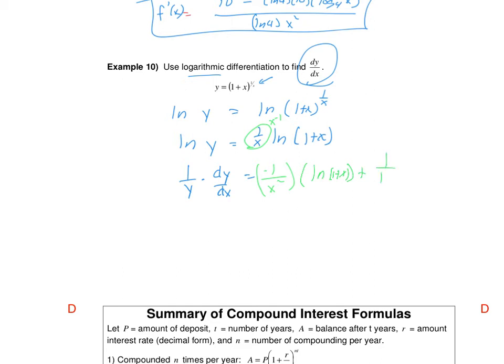So I've got 1 over my argument multiplied by the first. And that looks a little bit ridiculous, but that's okay. So now to solve for my dy dx here, I need to multiply both sides by y. But I don't want to have x and y in my problem, so I'm going to take this quantity and substitute that in for y. So now my dy dx does not change.